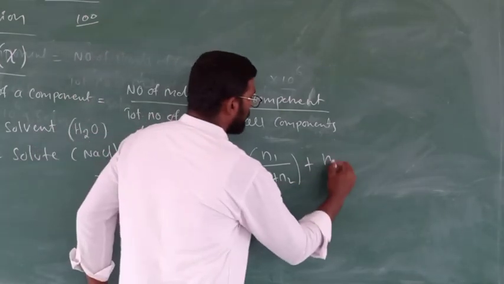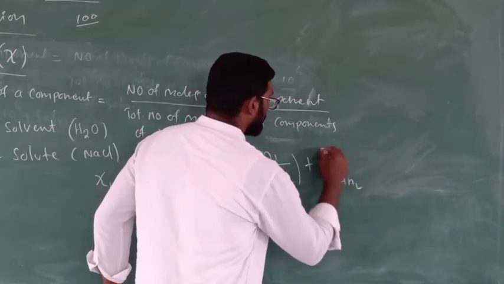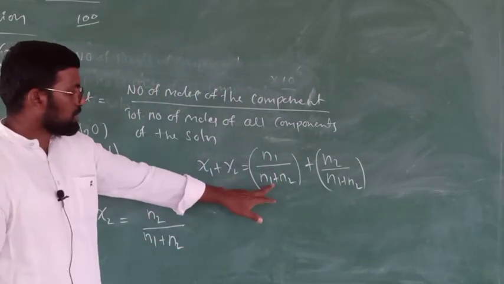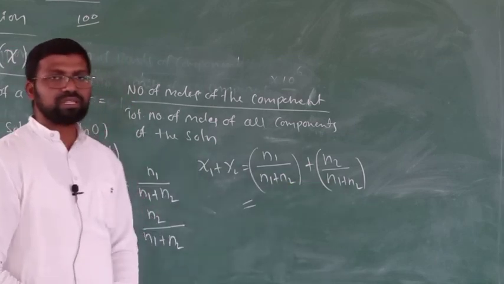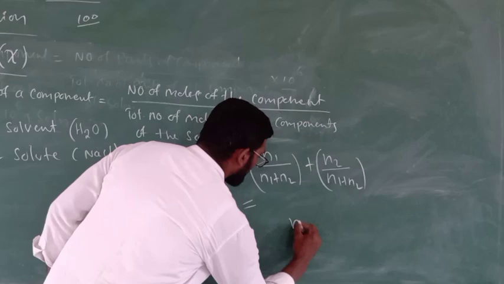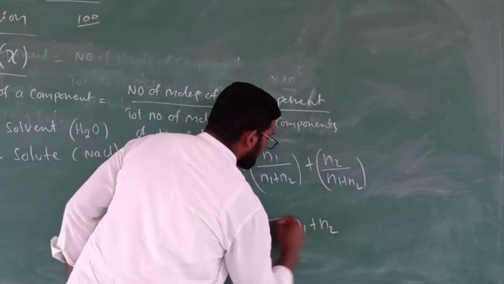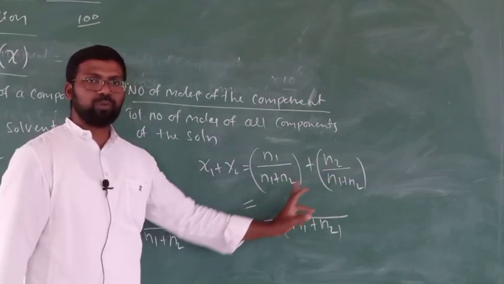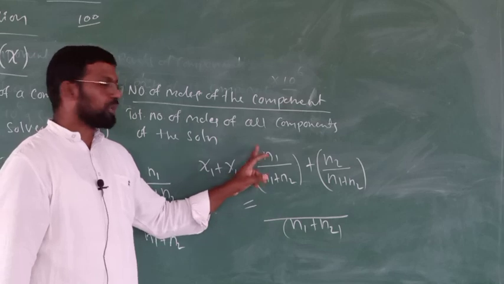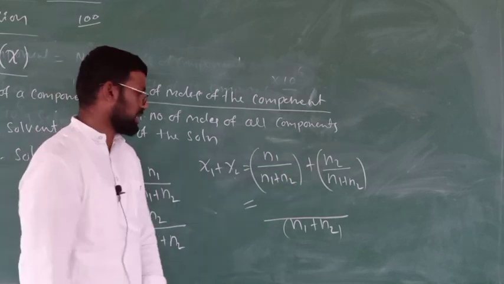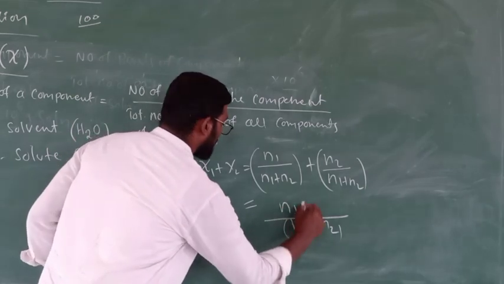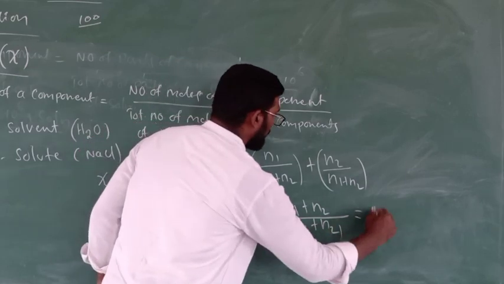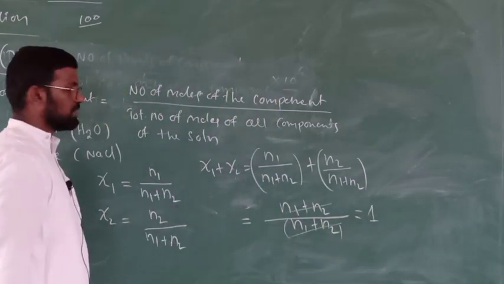x2, which is n2 by n1 plus n2. If you observe carefully, n1 plus n2 is there in the denominator in both the cases, but in the numerator n1 is there in the first case and n2 is there in the second case. So if you add these two, we'll get n1 plus n2 by n1 plus n2, that is equal to 1. The n1 plus n2 get cancelled, that is equal to 1.